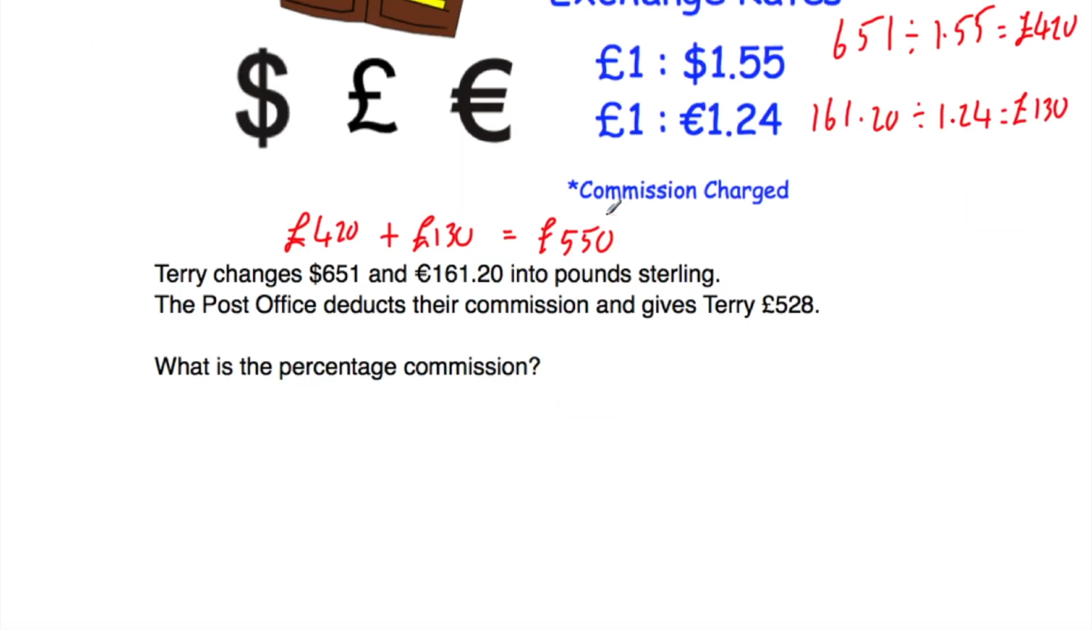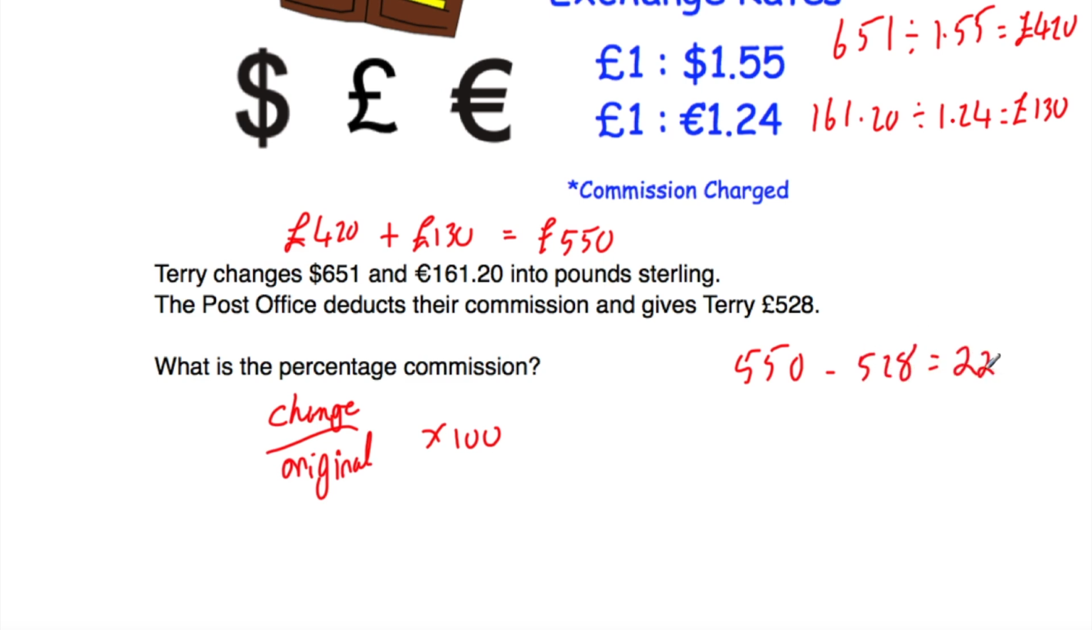Okay, so Terry should have received £550, but he only received £528. So let's work out the percentage commission. We're going to do the change divided by the original, how much he should have received, multiplied by 100. So the change, how much does it change by? 550 take away 528 is equal to £22. That makes the change, in other words, what it's going down by, £22, the commission, what he was charged.